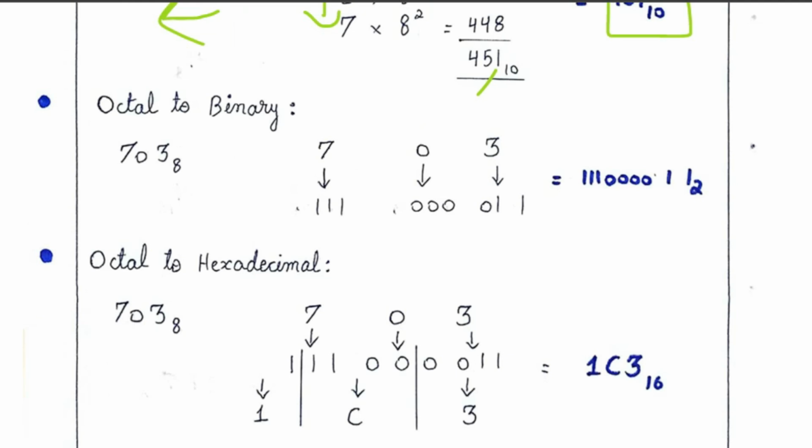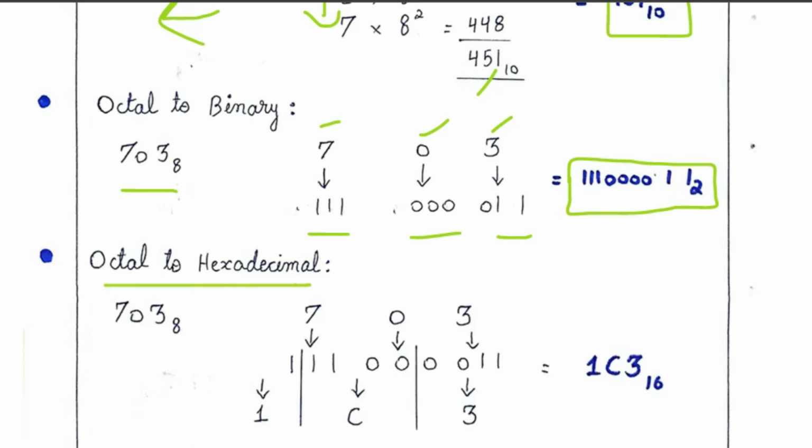To convert an octal number to binary, we write it like that, 703, and convert each decimal number into its binary form. The binary code of decimal 7 is 111, the binary code of 0 is 000, the binary code of 3 is 011, and we can write it like that with the base of 2, which is a binary number.